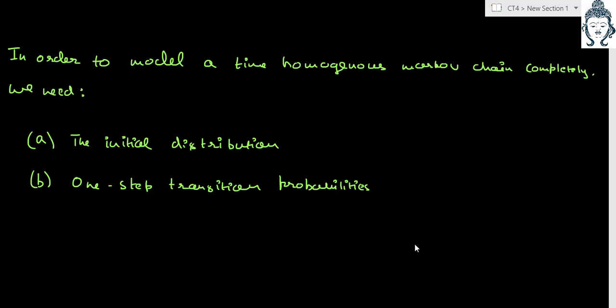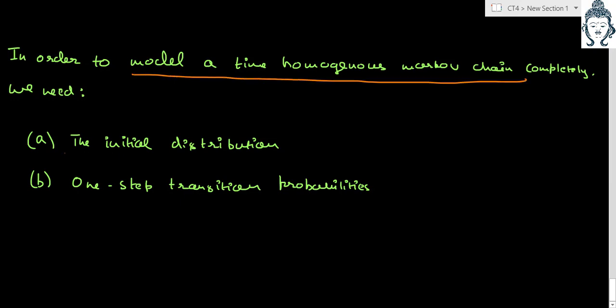Before we start with the third method, I want you to understand something. If we want to calculate the n step transition probability from state i to state j, it is just a product of one step transition probabilities n times, right? So I can get the n step transition probabilities by multiplying the one step transition probabilities n times. Okay, so if I want to model a time homogeneous Markov chain completely, I would want two things.